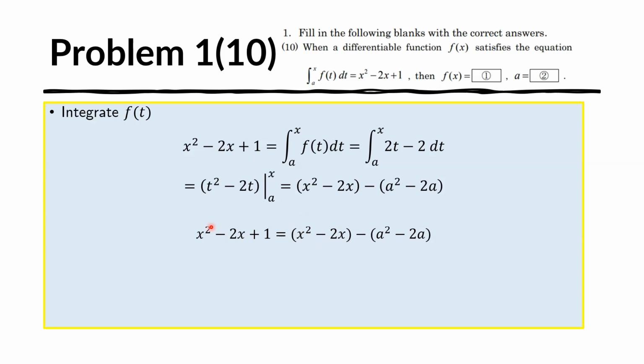Now we can see that this first term here actually cancels with this, and the second term cancels with this, and we're left with the third term, 1 equals the negative of a squared minus 2a. Now if we multiply both sides by -1, then we get a -1 here, then we add 1 to both sides, we get 0 on this side, and on this side we get a squared minus 2a plus 1. Now that's a perfect square, so there's only one solution. And if we do it this way, we get a equals 1.